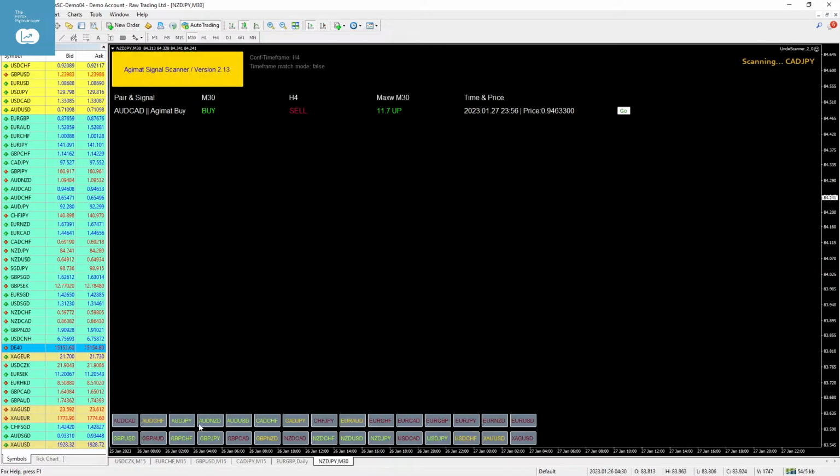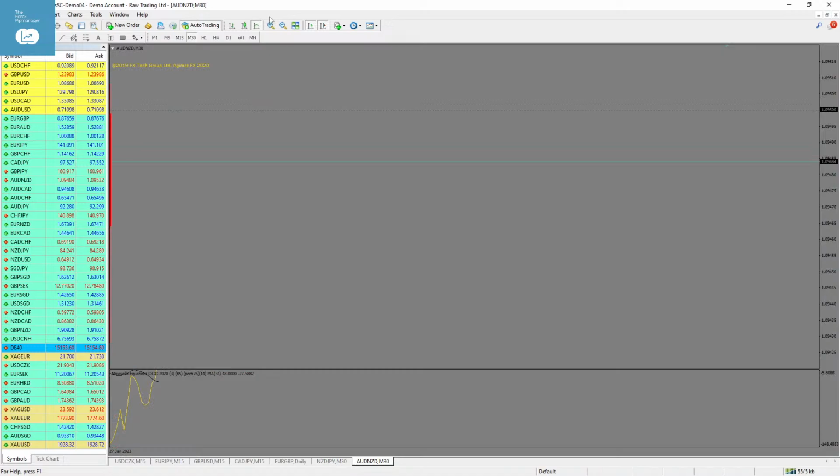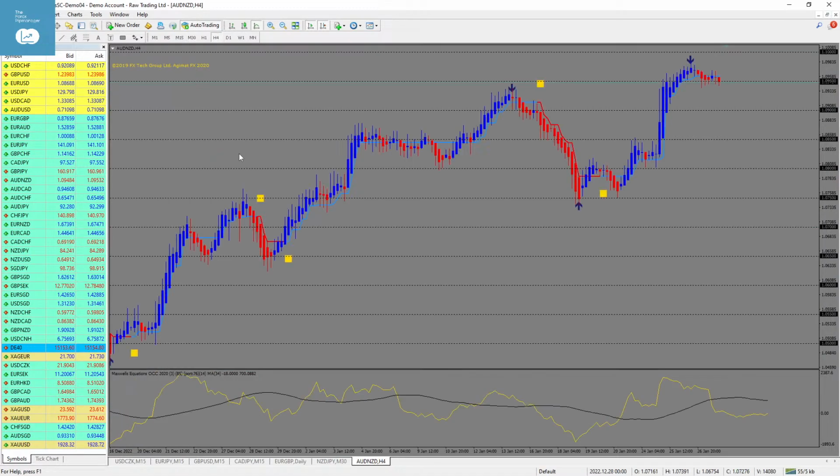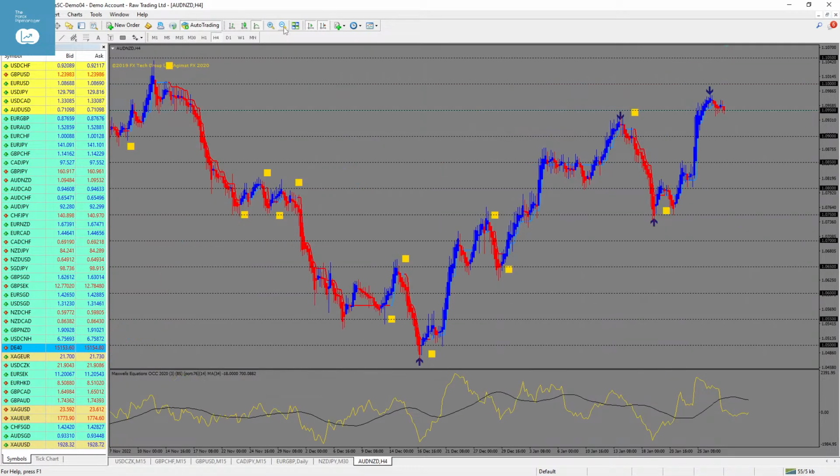Let's see, on the Aussie Kiwi, we go to the H4. It's almost the same like on the pair before. Here we can see also some trend lines we could draw. Here was a trend line which got broken then here, but it was only a retracement, as you can see, and then it was going further up.